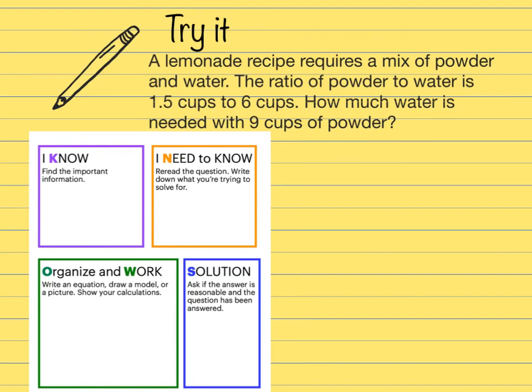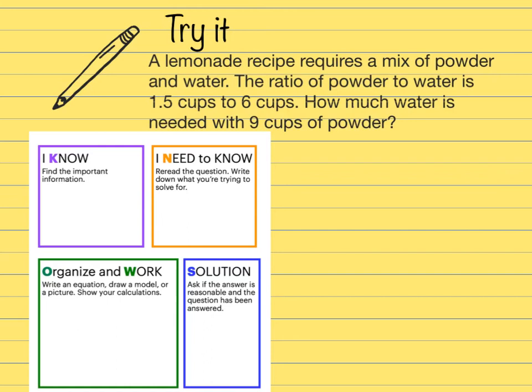Your turn to try it. Read through the problem, find the important information, write down what you're trying to solve, and then set up a proportion. Use cross multiplication to find your solution. I want you to pause the video now, and then when you're ready, press play, and we'll go through the problem together.